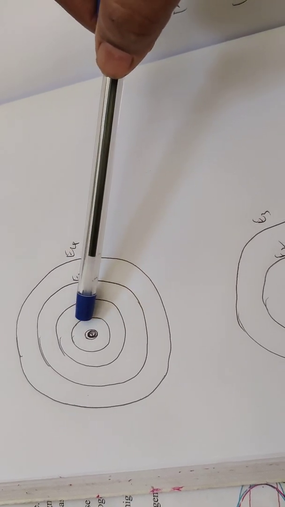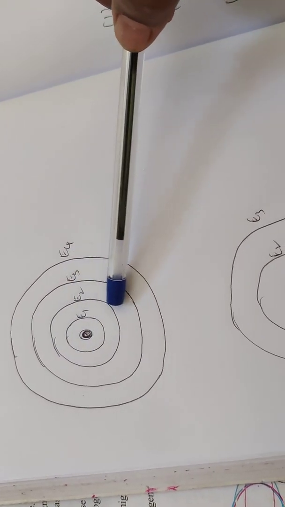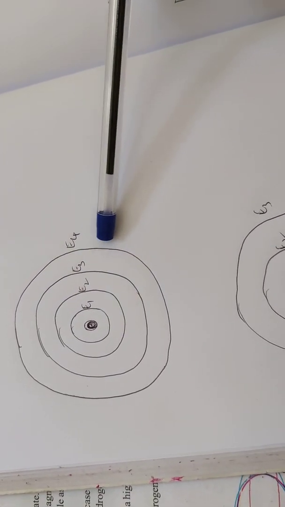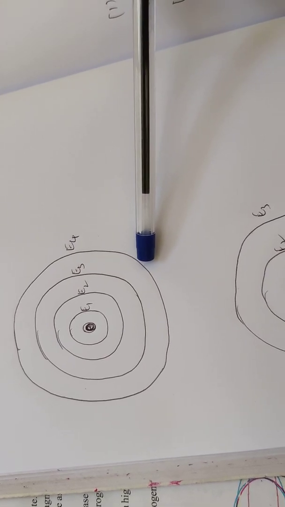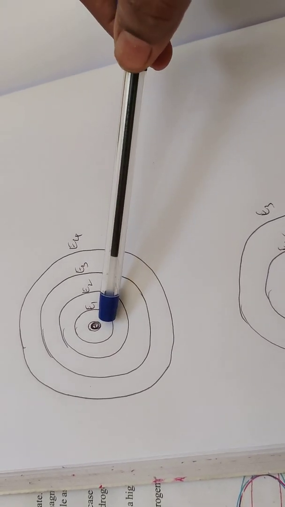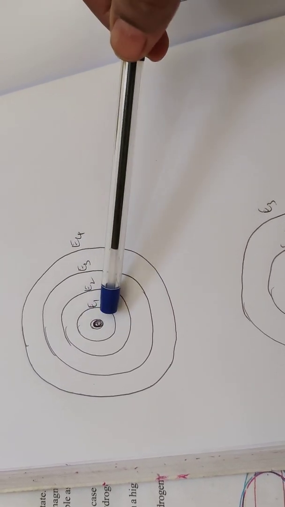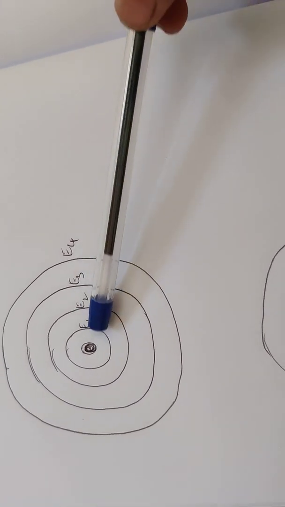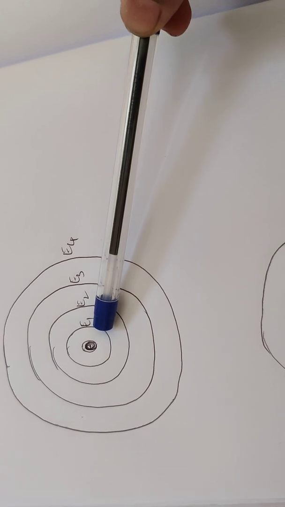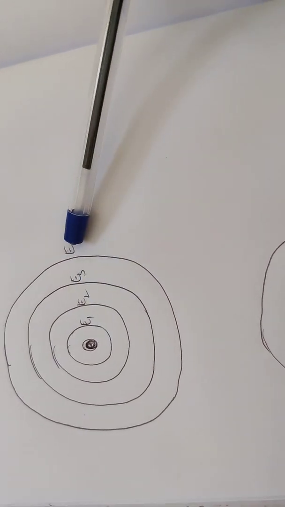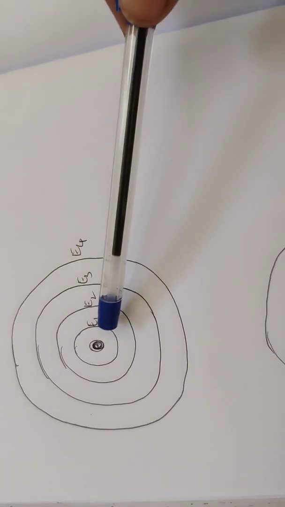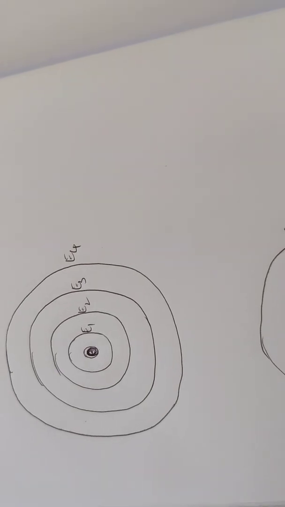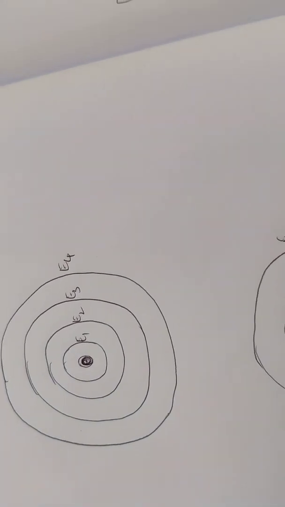When an electron is revolving in these particular orbits, the energy of the electron remains the same. There is no loss or gain of energy by the electrons, and these energy states are known as E1, E2, E3, E4, and so on. So when an electron is revolving in these energy levels, its energy remains the same.